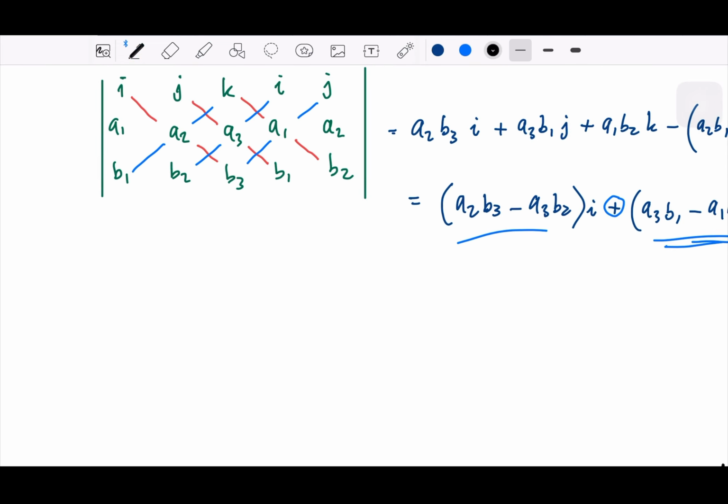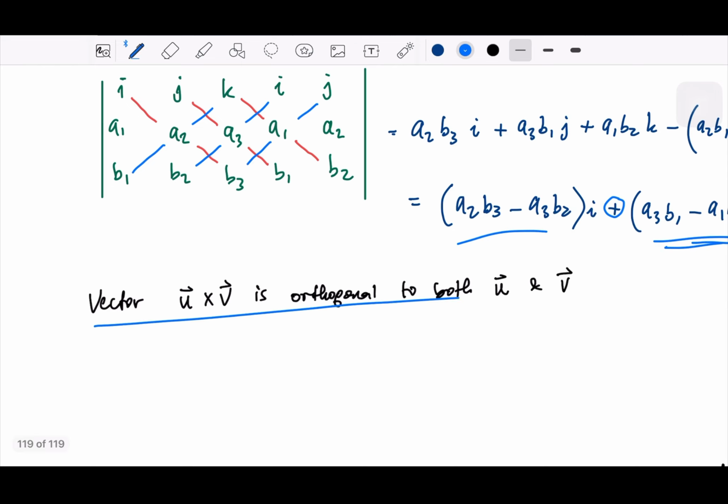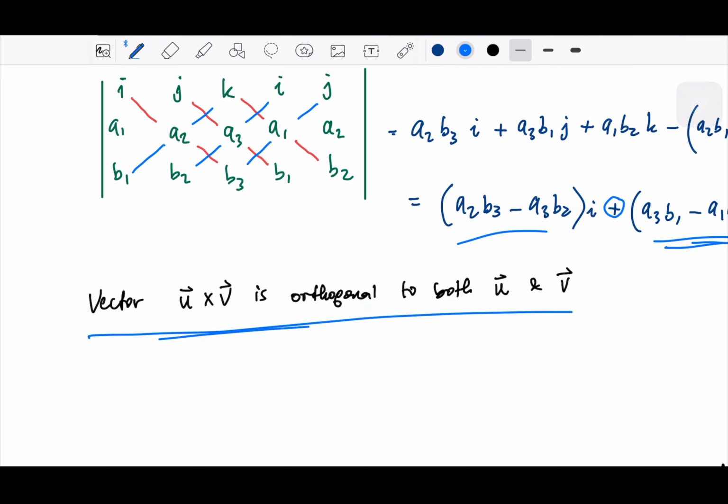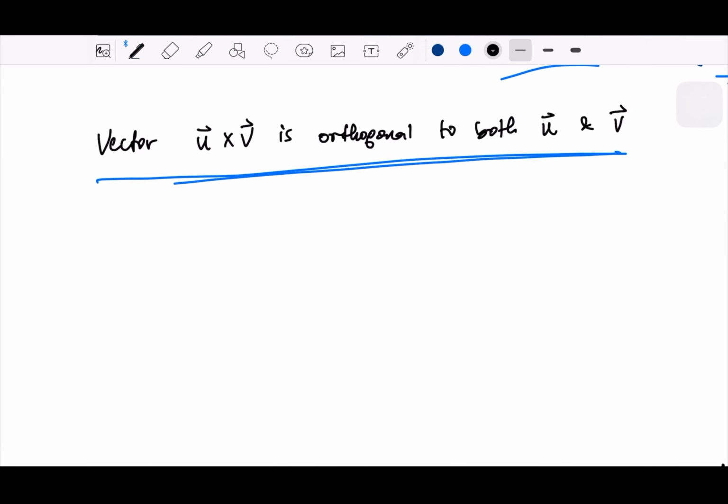Okay, so the cross product says that the vector U cross V is orthogonal to both U and V. This is the cross product theorem. We can see that this theorem is true if we can prove that U cross V, when we dot with U, will be 0 in our case.